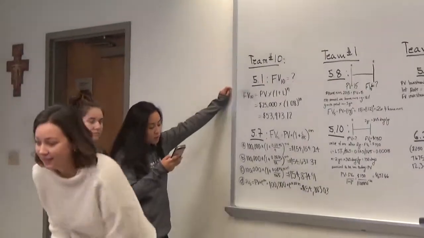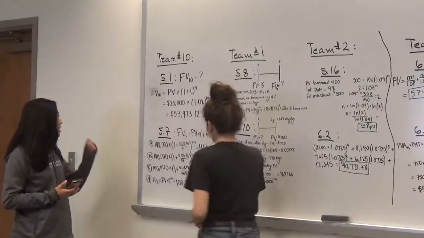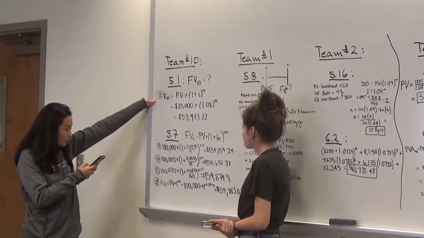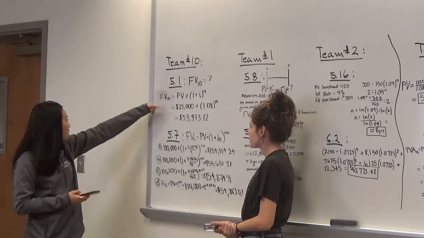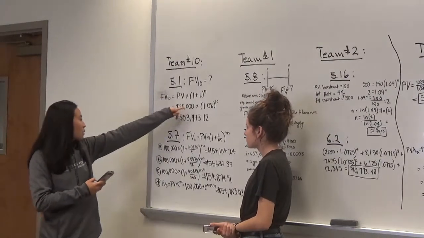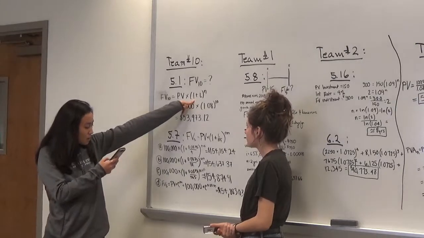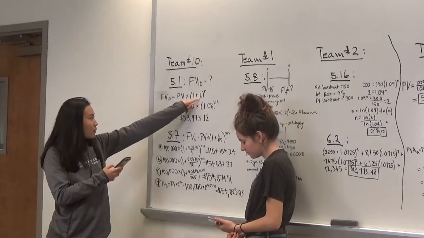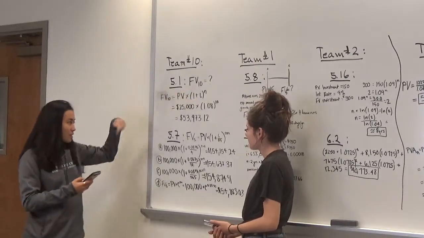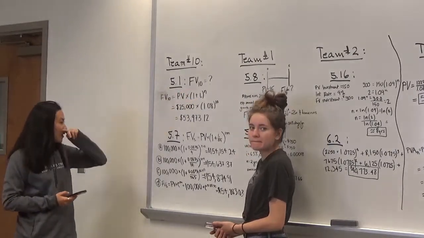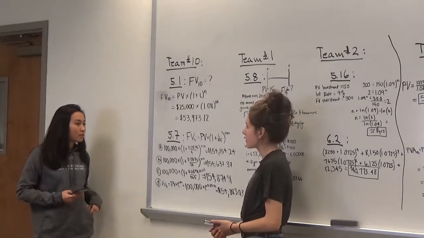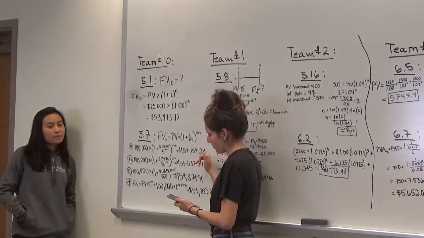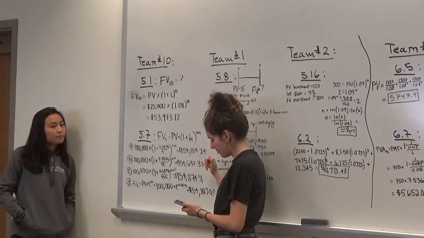For 5.1, we're looking for the value of the investment in 10 years. So this is the equation, and so we plugged in the amount invested today, which is $25,000, and then we multiply it by 1 plus the return expected from the investment, to the 10th power, because in 10 years, and then you get $53,970.